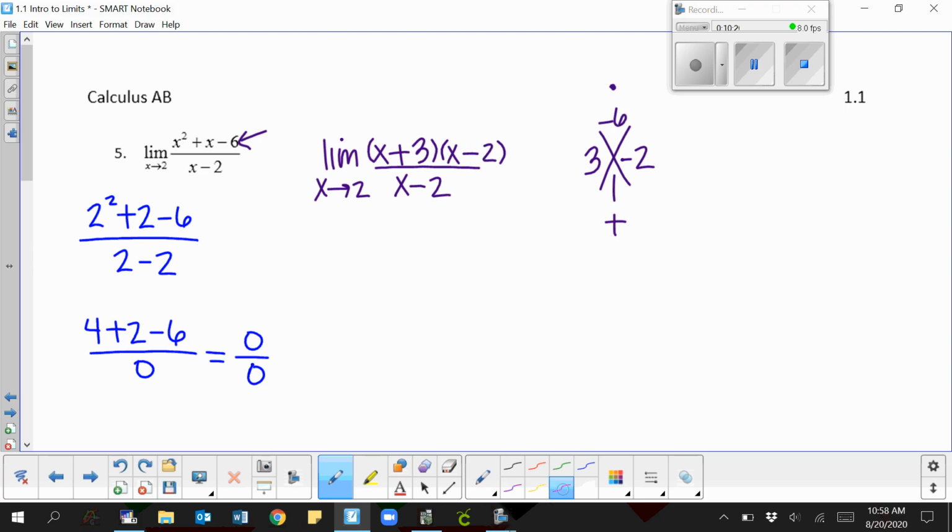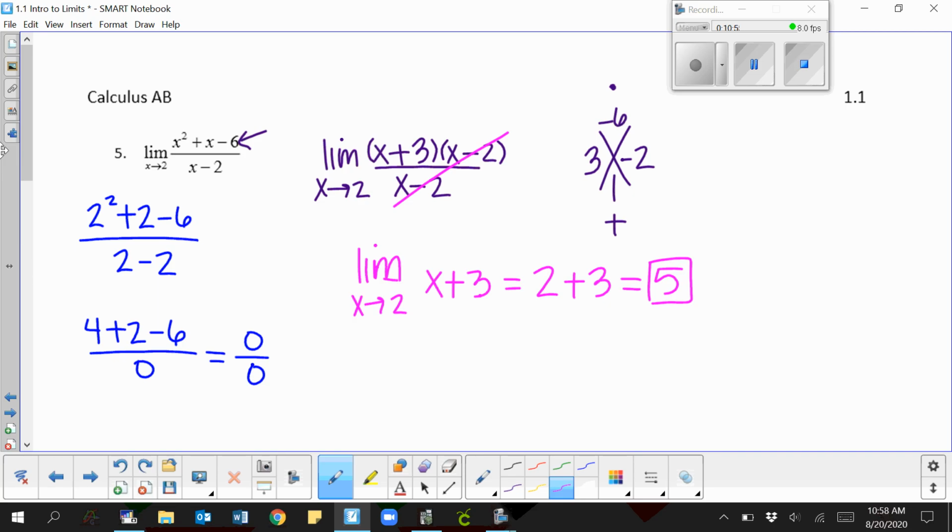And you'll notice that my x minus 2 on the top and bottom can cancel out. So that means that I'm looking at the limit as x approaches 2 of x plus 3. And that one, when we plug in 2, we get 2 plus 3, and we get that our answer is 5. So sometimes you can factor and cancel things out to make your limit a little bit easier.